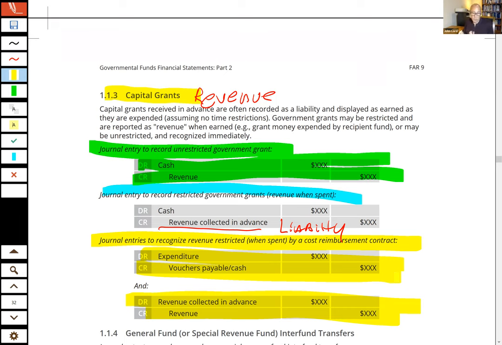Conversely, you could bill them after you've already spent the money, in which case the journal entry here would be a debit to grant receivable and a credit to revenue. Okay, here they just presumed that they got the money in advance of actually spending it. They weren't eligible until they spent it. They spent it, then they could take the revenue.